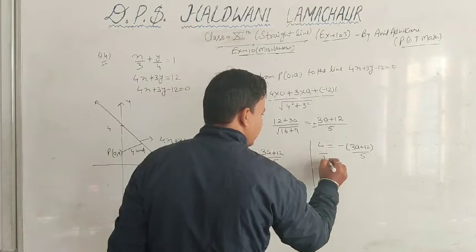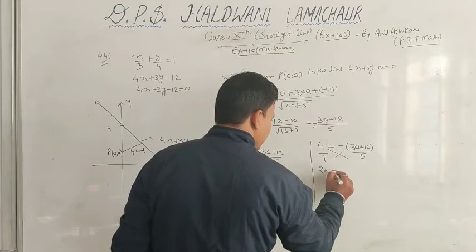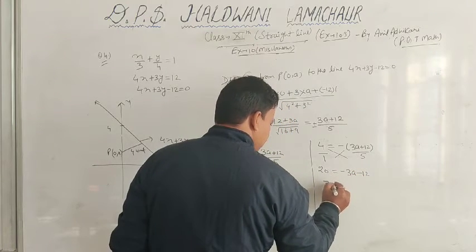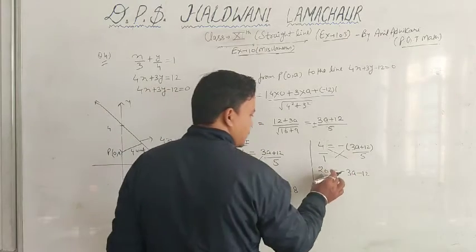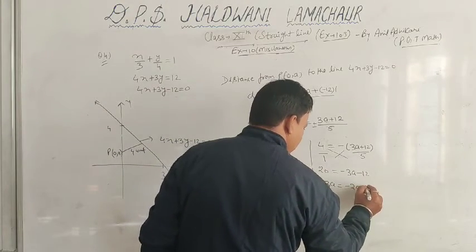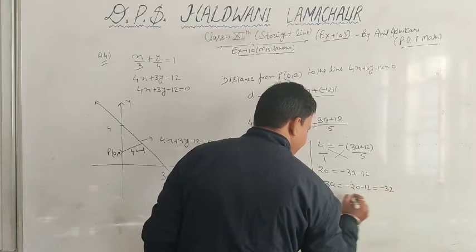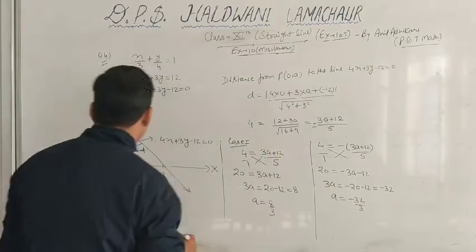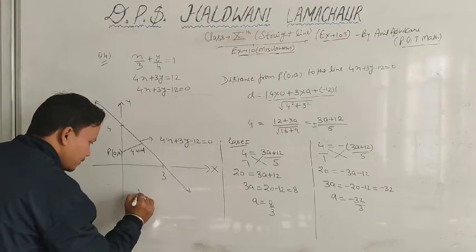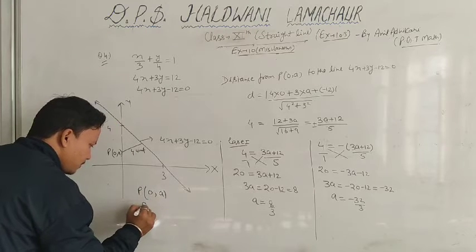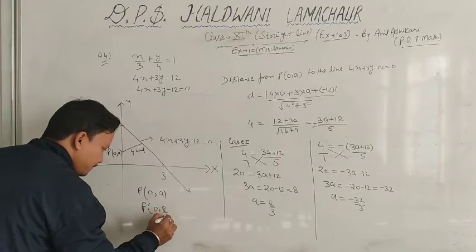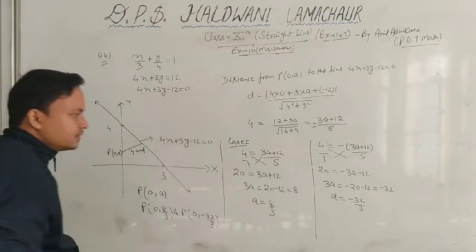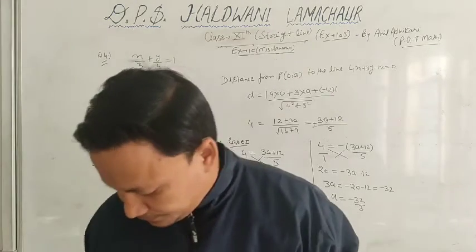In the second case, again cross multiplying both sides, 5 fours are 20 is equal to minus 3A minus 12. So 3A is equal to, shifting 3A to the left side and shifting 20 to the right-hand side, we get minus 20 minus 12, minus 32. The value of A will be minus 32 upon 3. Okay, so the required coordinates of the point P are 0, 8 upon 3 and 0, minus 32 upon 3. Okay, pause the video and take the screenshot.